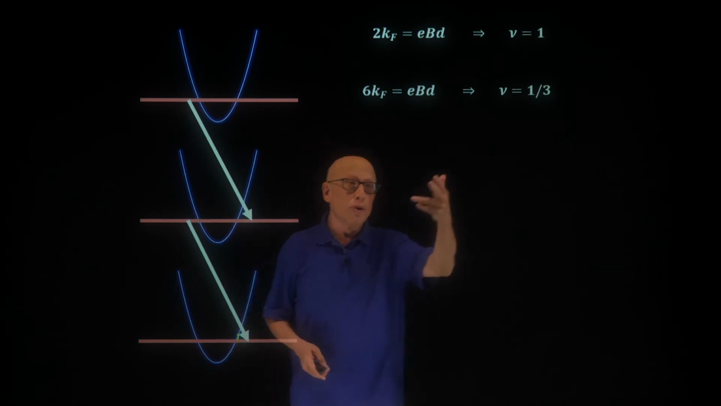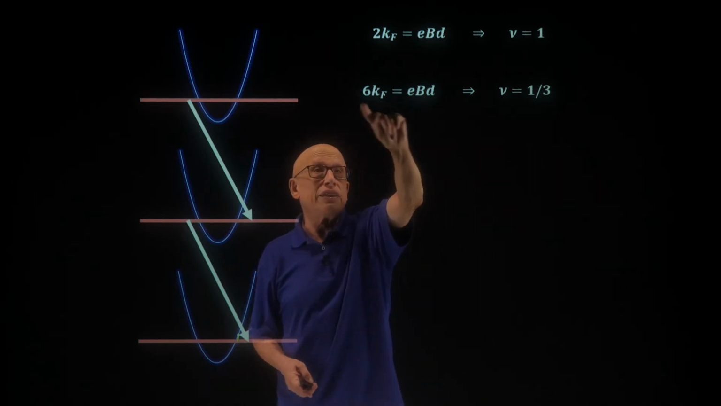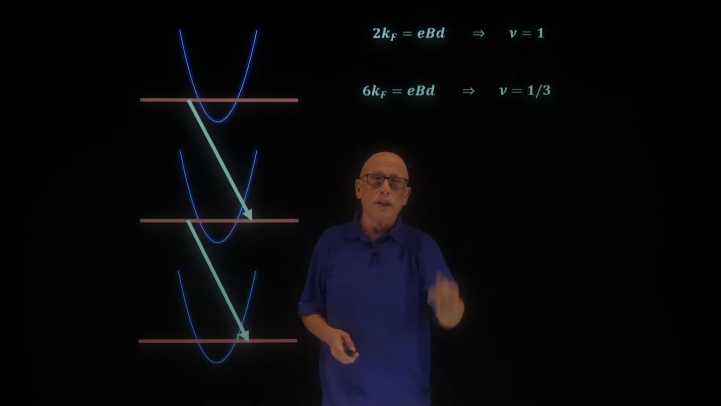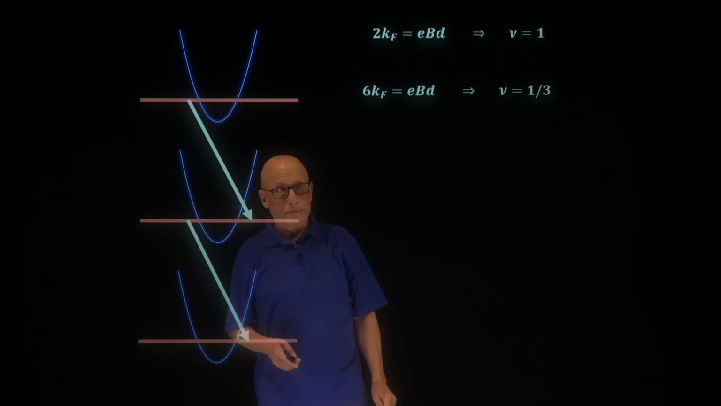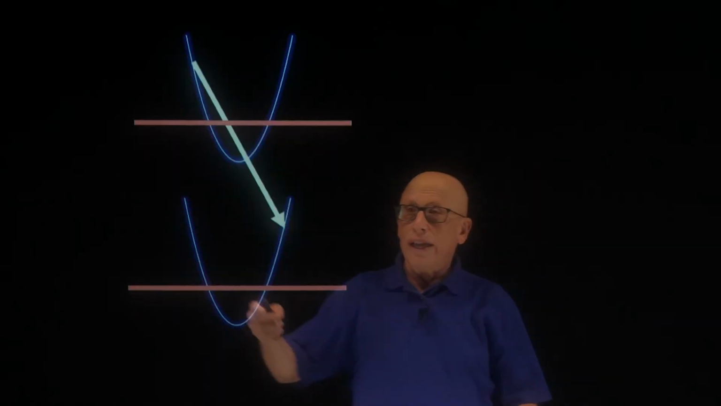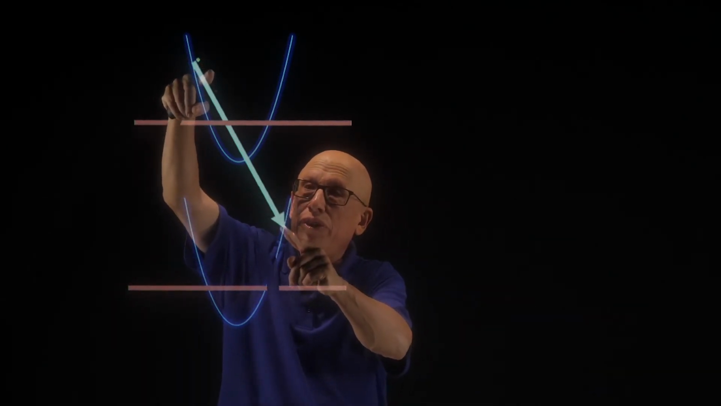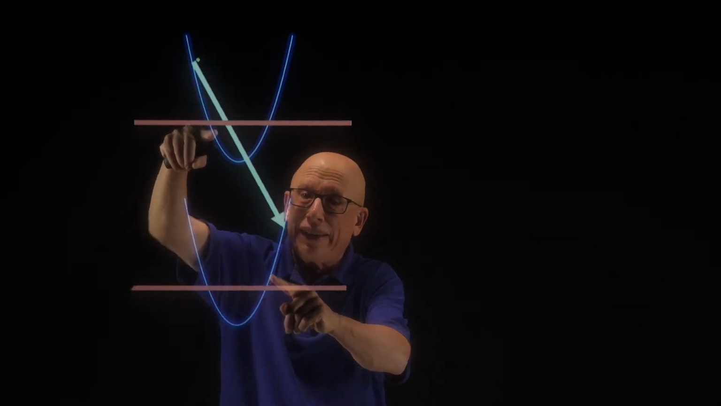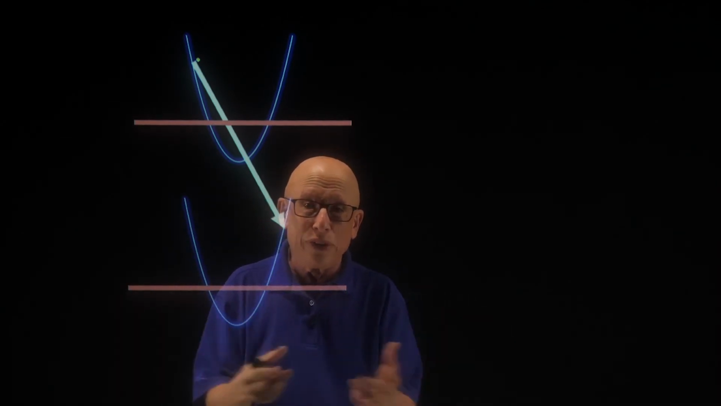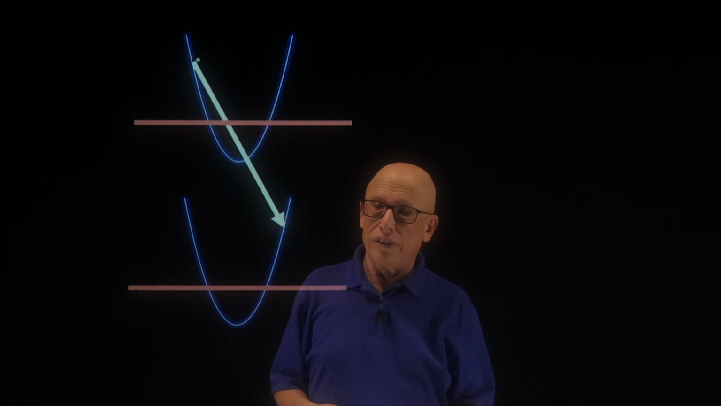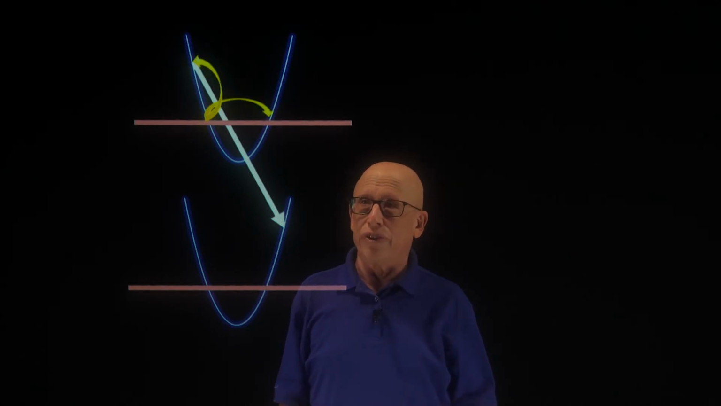First of all, nu equals 1/3 means that you need 6 times k Fermi, or 6 times h bar k Fermi, to be equal to the Lorentz force momentum. So, you know, for nu equals 1, we tunneled from here to here. For nu equals 1/3, the Fermi momenta are here and here. How are we going to get this mismatch? By electron-electron interaction. And the way we'll do that is the following.